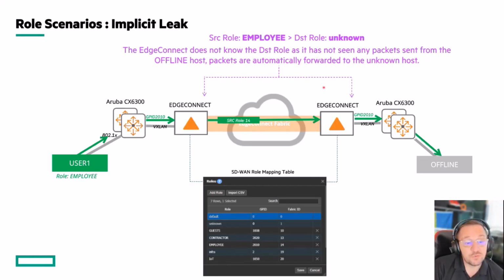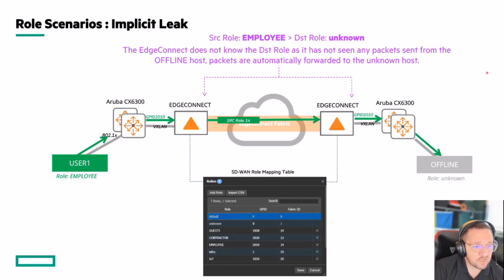The EdgeConnect will just continuously allow these, what are essentially our failed connection attempts, to that device, because we can, until this device responds back. We will not know the source role, because we need to see at least one packet that has the source GPID in it, or we need to snoop something. But we literally can't know what the destination role is in this situation, so we allow the packet to leak through. So this is an implicit leak. This will happen automatically without you really having to do anything.